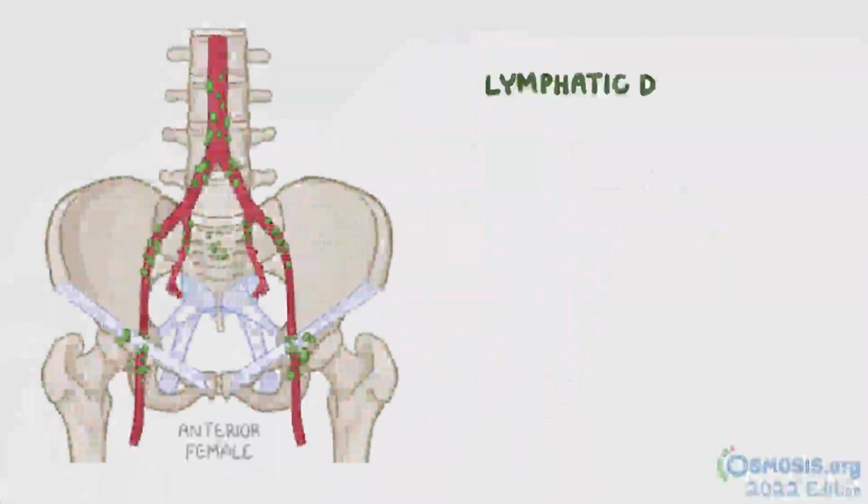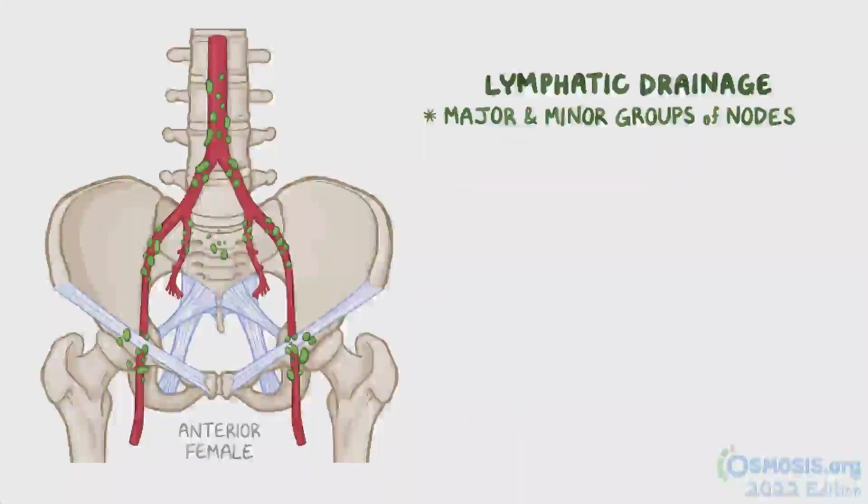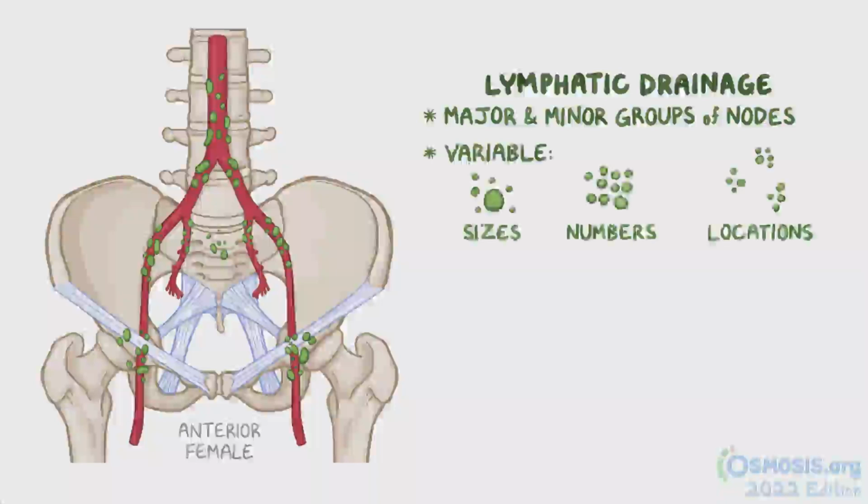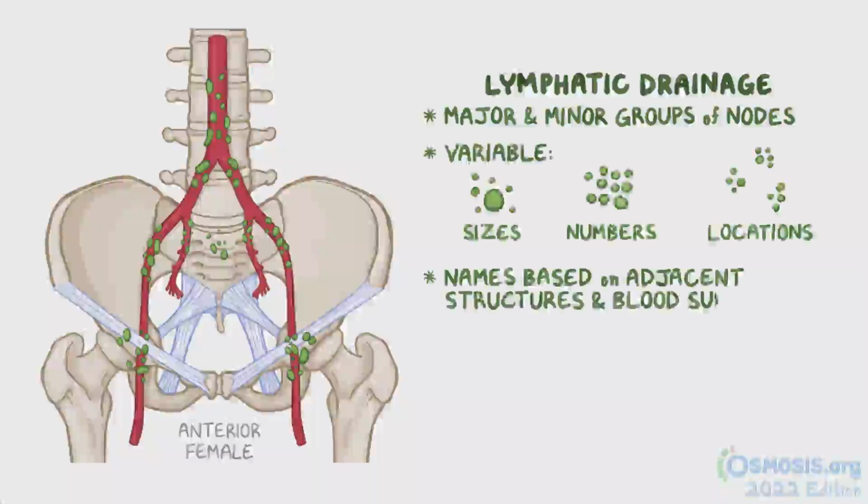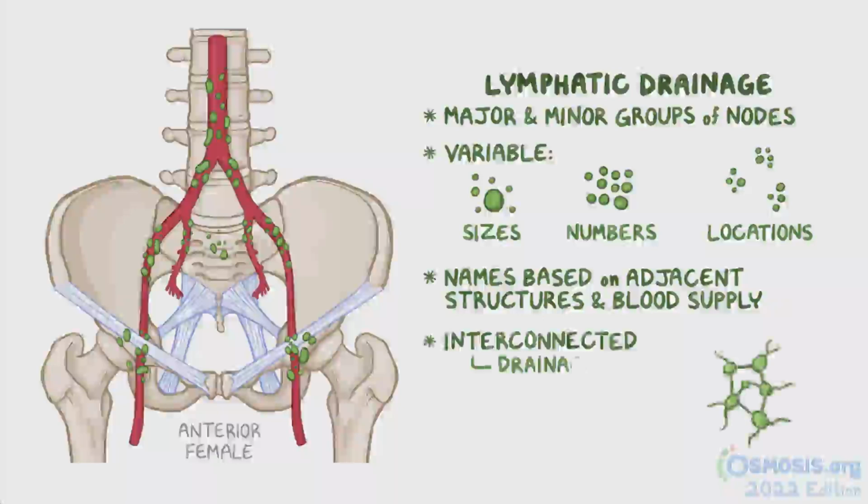Let's talk about the lymphatic drainage of the pelvis, which follows various major and minor groups of lymph nodes. These lymph nodes have variable sizes, numbers, and locations, and the lymph node clusters' names are based on the adjacent structures and nearby blood supply. Furthermore, these nodes are all interconnected, so their drainage often overlaps and can vary quite a bit.